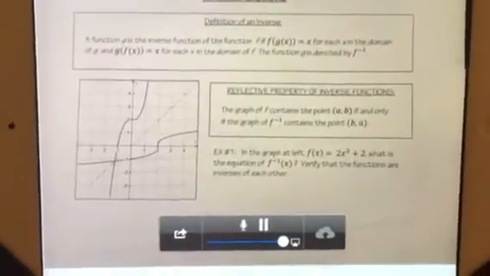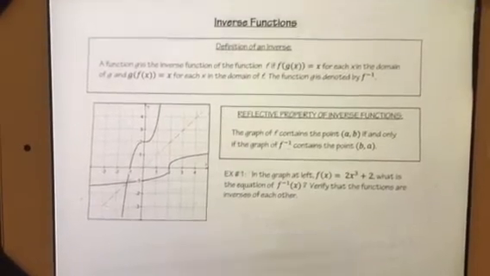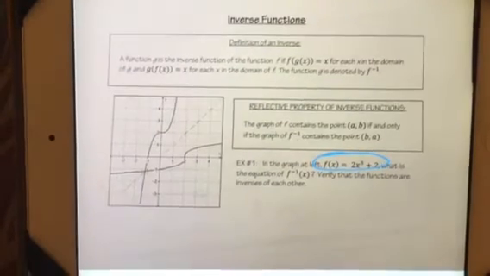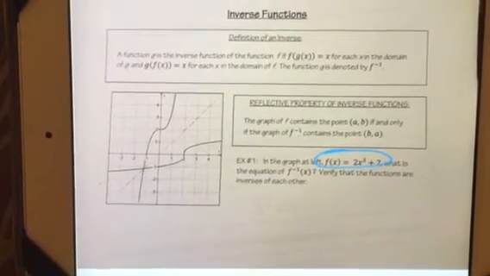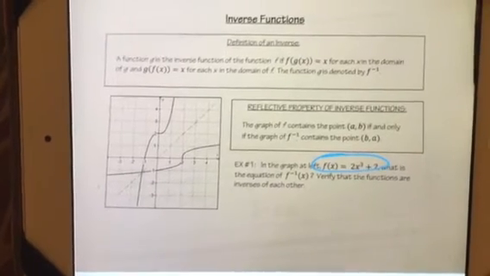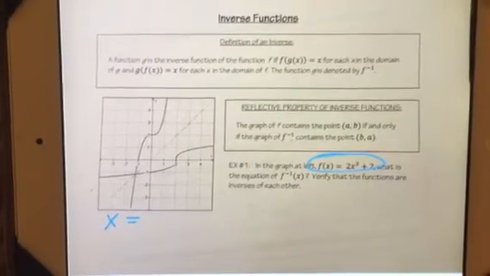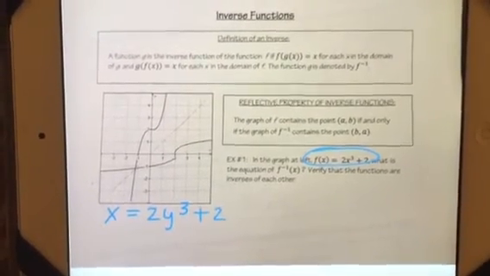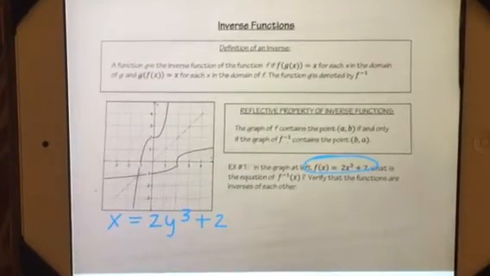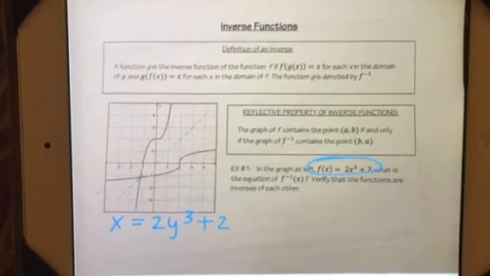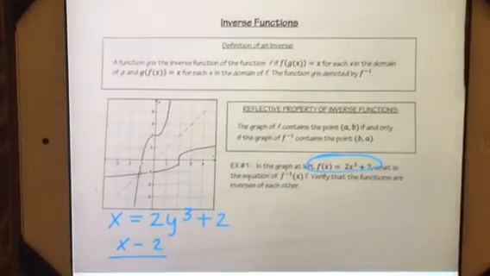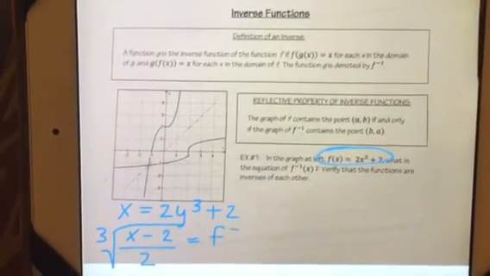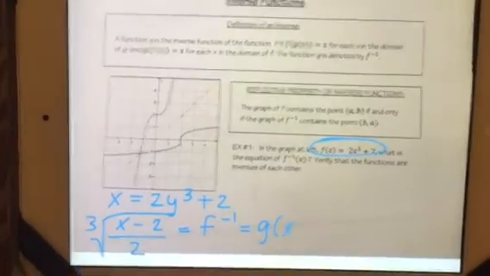This video is on inverse functions. We're going to go through a quick review of how to find the inverse of a function. Once you're given a function, just replace the x and the y variables and solve for y all over again. So we'll set x equal to 2y cubed plus 2. You solve for y again, and you will end up with the cube root of (x minus 2) over 2, and that's actually your inverse, which we're going to call g of x.